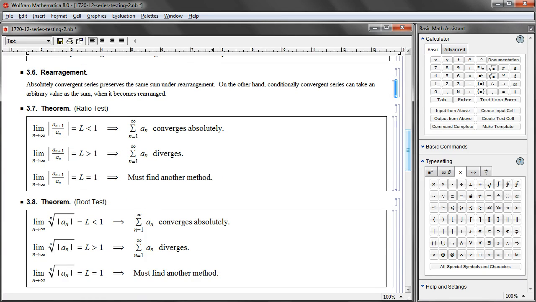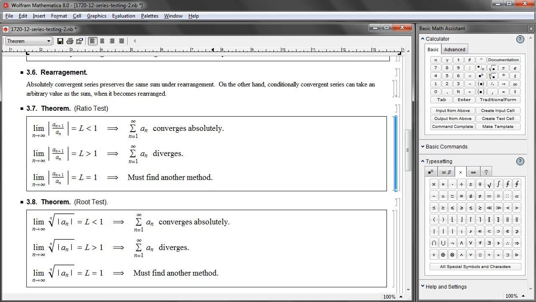Okay, do we have time to go over the ratio test? Okay, looks like we do. So let's talk about it. Ratio test. If the ratio has limit L, which is less than 1, then absolute convergence, and greater than 1, divergence, and equal to 1, inconclusive, which means don't stop here, find another method.